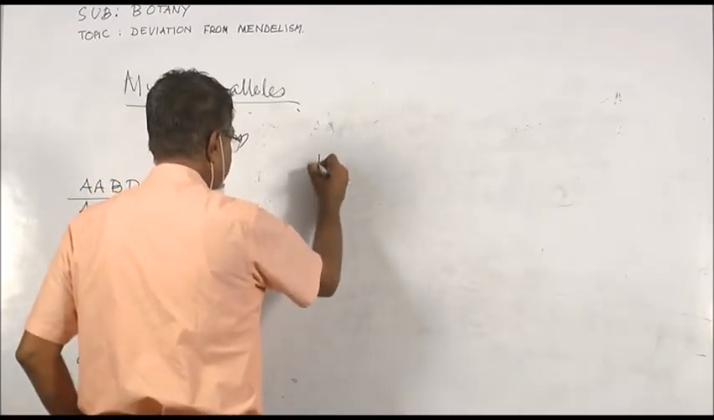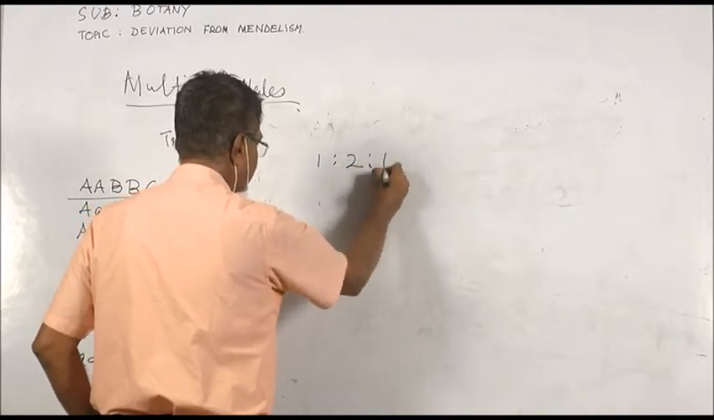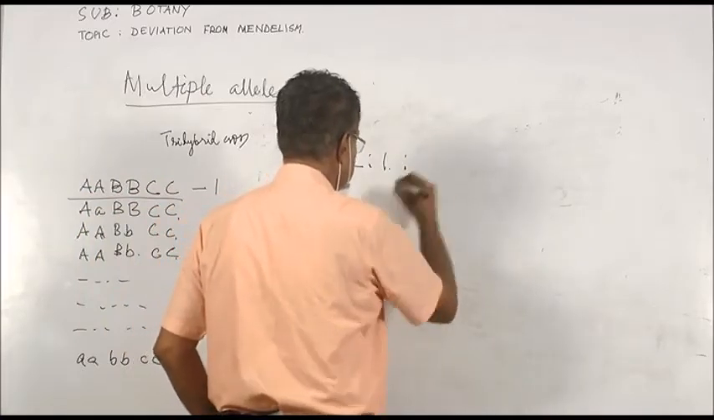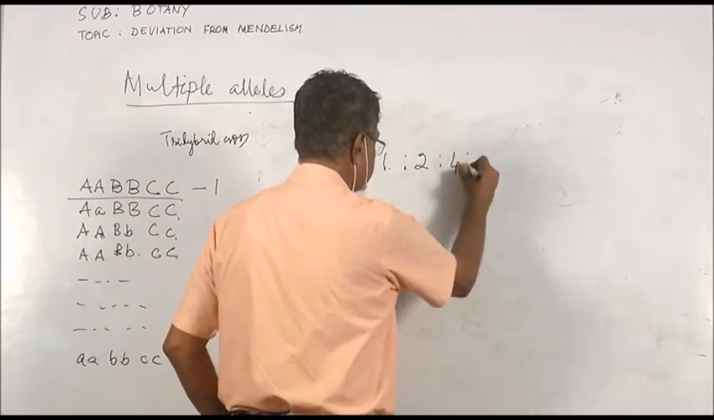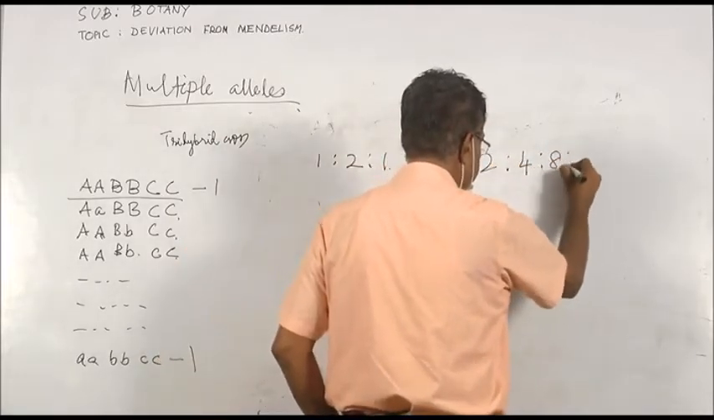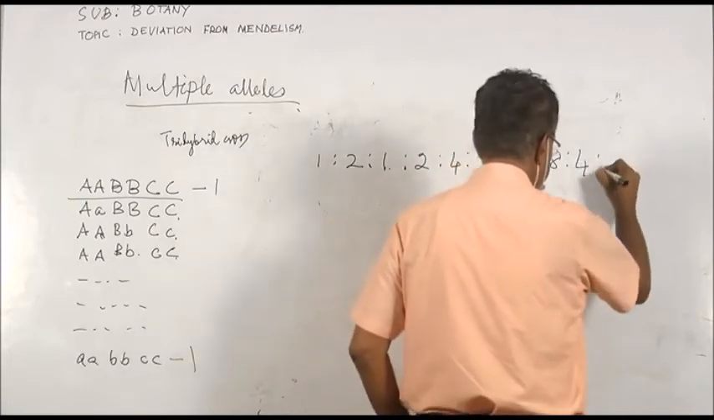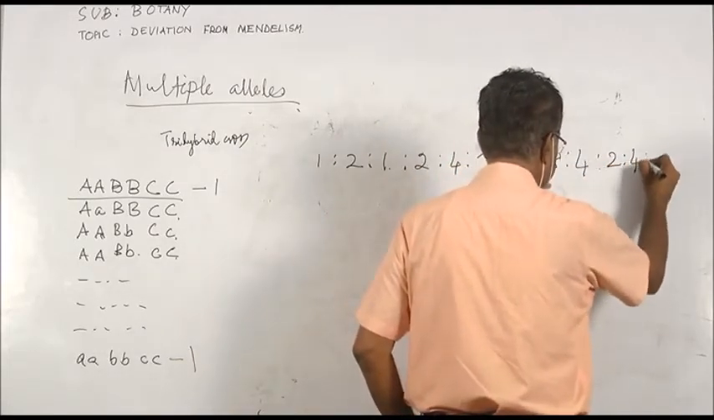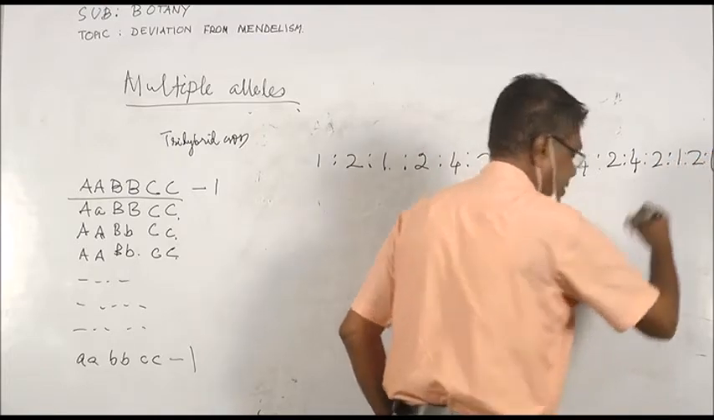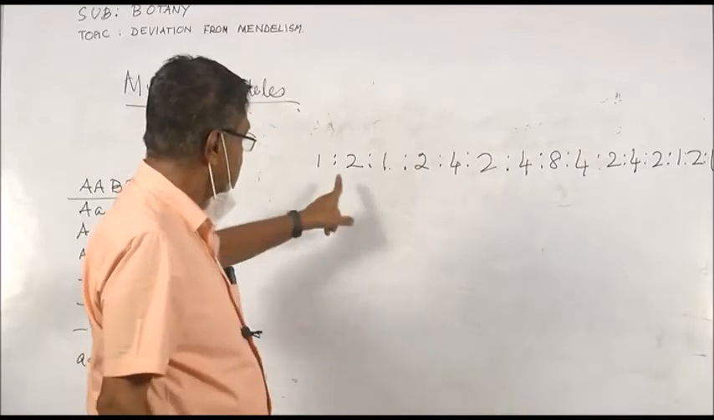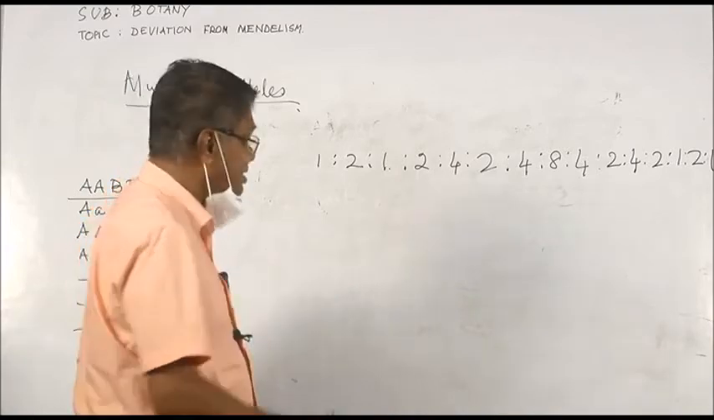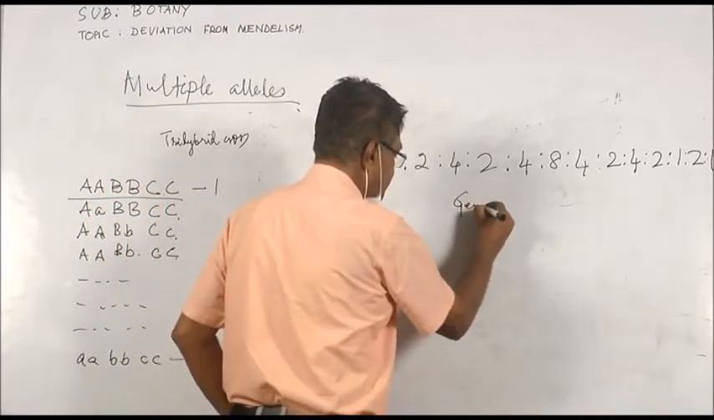Now, 1:2, 2:1, 2:4:2, 4:8:4, 2:4:2, 1:2:1. Now, this is the genotypic ratio.